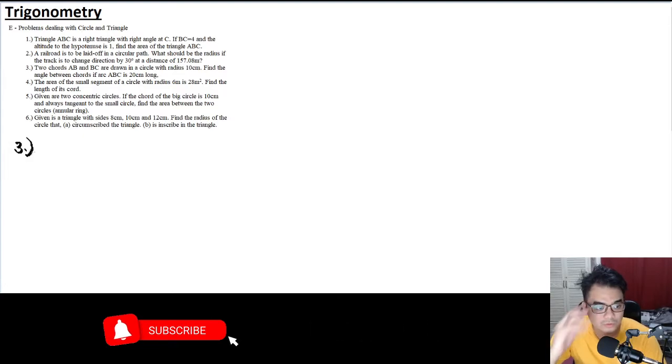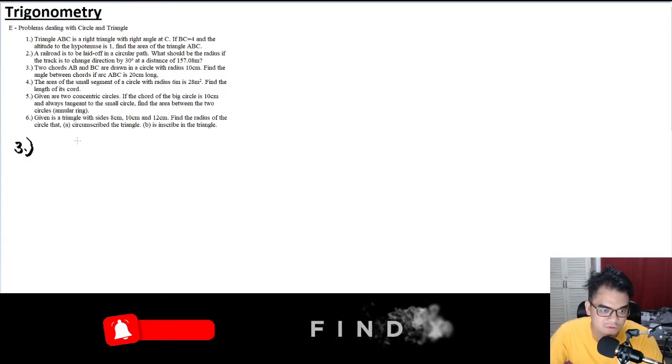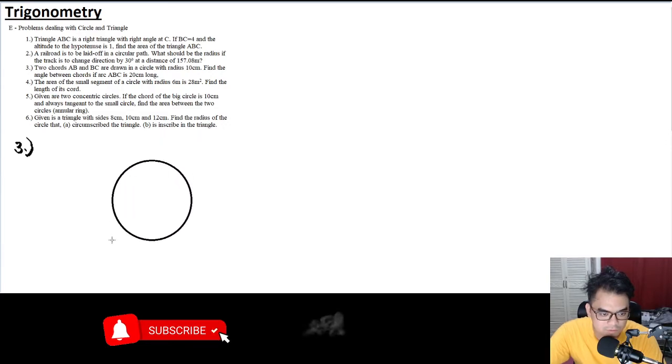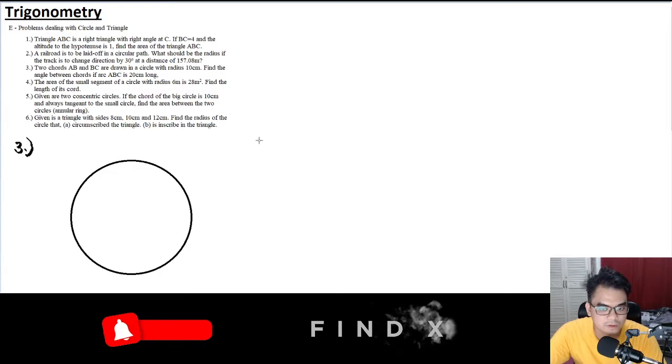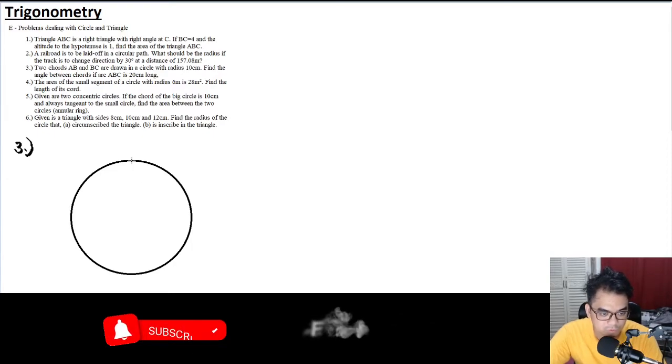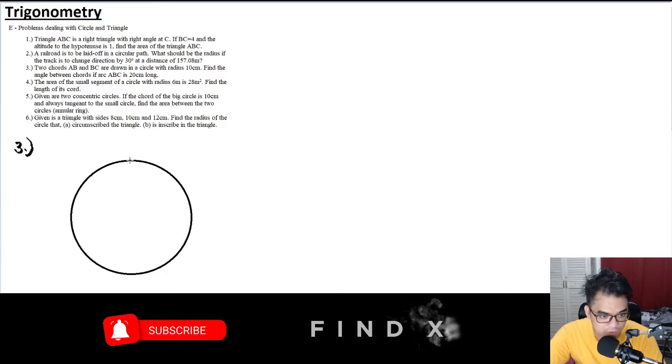For number 3, two chords AB and BC are drawn in a circle with radius 10 centimeters. Okay, so we got a circle. We have to draw here AB and BC, so we get a common point for the two chords. Chords is a line that is inside the circle.